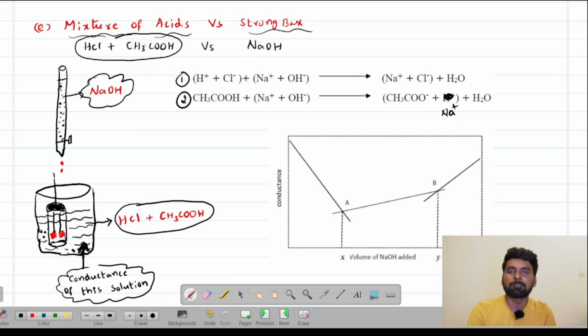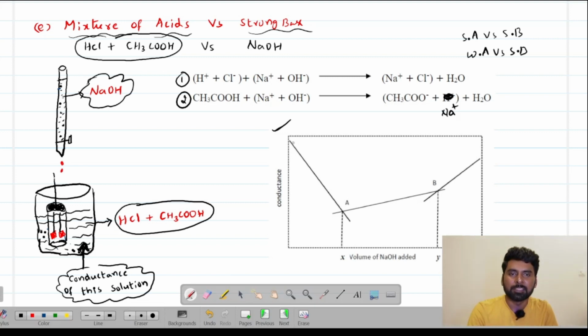So in this graph, for a mixture of acids, you are going to get two endpoints in the same graph. One endpoint is for HCl complete neutralization, another endpoint is for acetic acid complete neutralization. So this is the graph. It is the combination of two graphs. What are the two graphs? Strong acid versus strong base titration, please refer to the graph, and weak acid versus strong base. When you combine both graphs, you are going to get it.